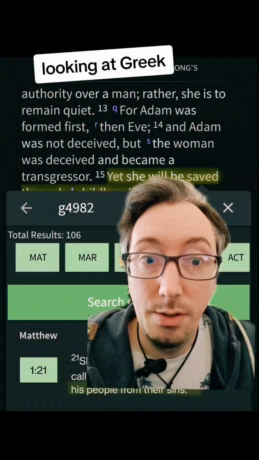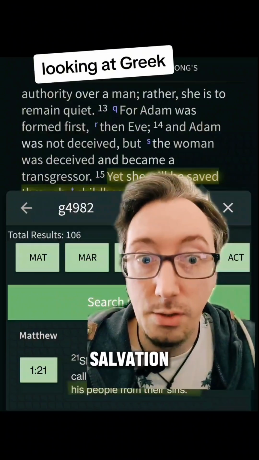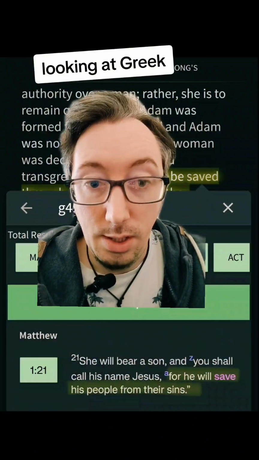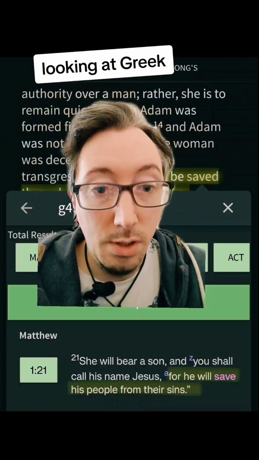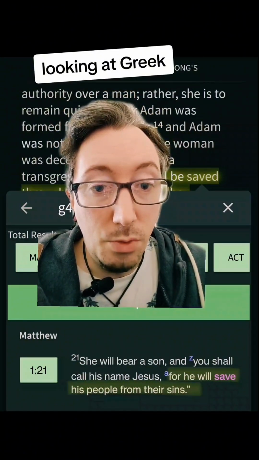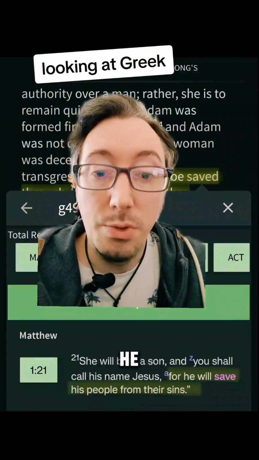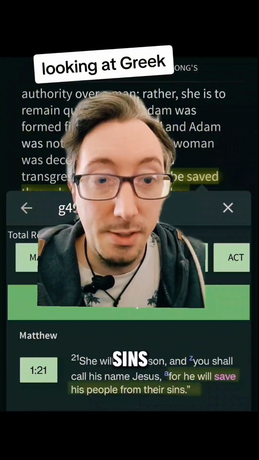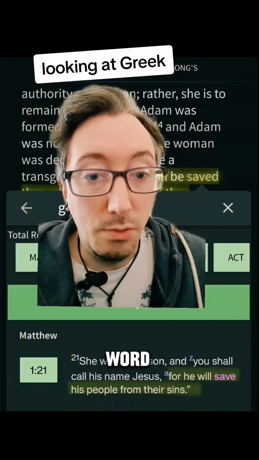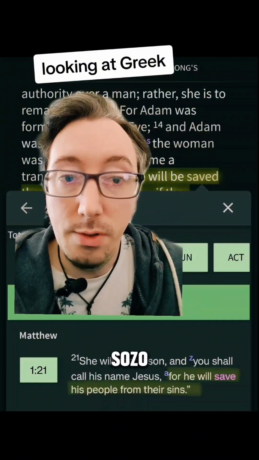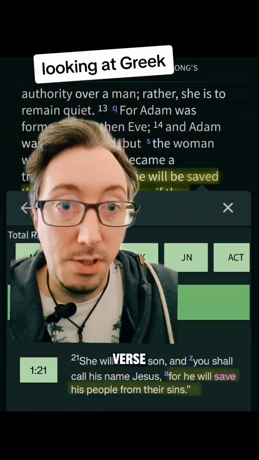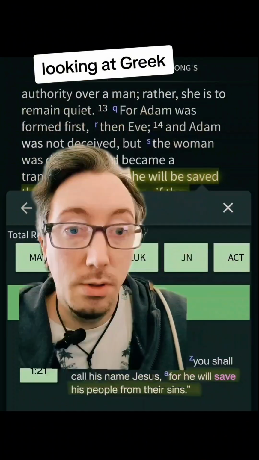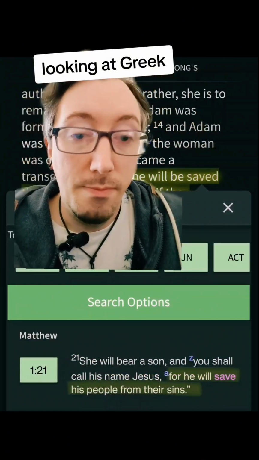same word that we use for salvation. And the example below here, Matthew 1:21, she will bear a son, and you will call his name Jesus, for he will save his people from their sins. This word in Greek, sozo, is the same word used in 1 Timothy 2, verse 15.